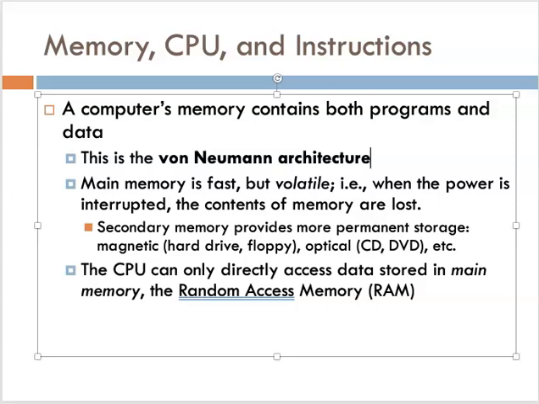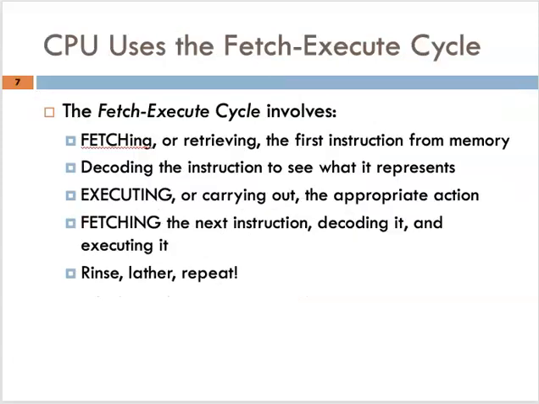And so from that main memory, it gets both the instructions and the data. It gets both of those entities from that main memory, from that RAM. And then it processes those instructions on that data. It does all of this in what's called the fetch execute cycle. So the CPU utilizes this fetch execute cycle.